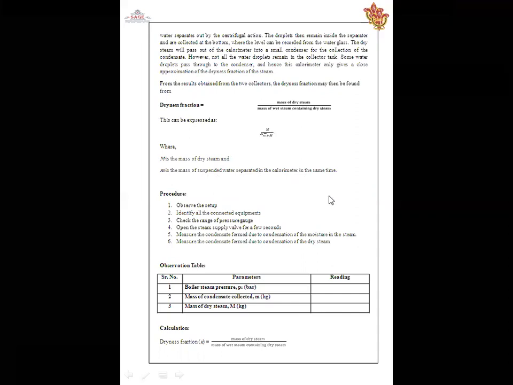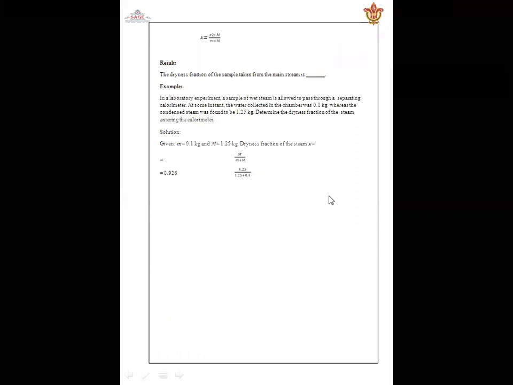In the next slide there will be a numerical. This is the numerical on the laboratory experiment, in which the dryness fraction is measured. A sample of wet steam is allowed to pass through a separating calorimeter, and the water collected in the chamber was 0.1 kg, whereas the condensed steam was found to be 1.25 kg. Determine the dryness fraction of the steam entering the calorimeter. So you have to find what the dryness fraction will be of the steam that entered the calorimeter.